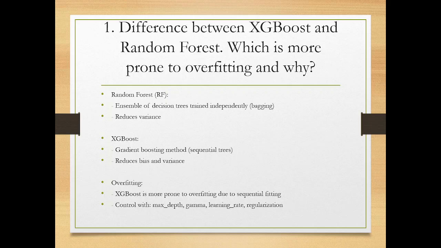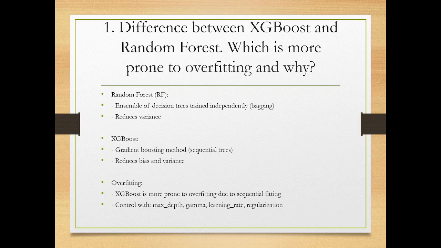So random forest is one way to reduce variance. So it helps to reduce variance, and XGBoost helps to reduce both bias and variance. Here, XGBoost is more prone to overfitting because of its sequential nature.